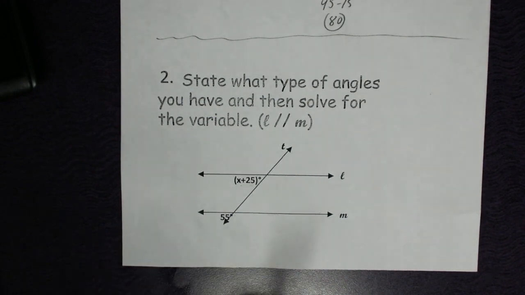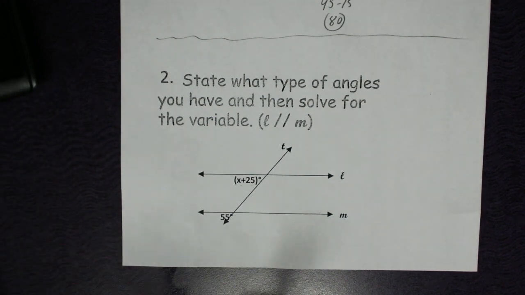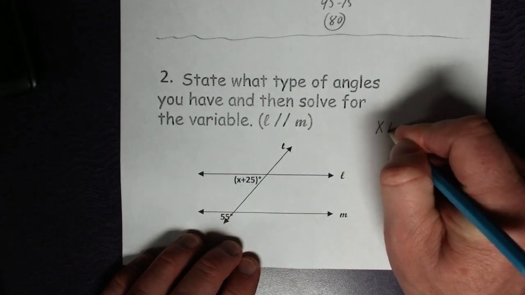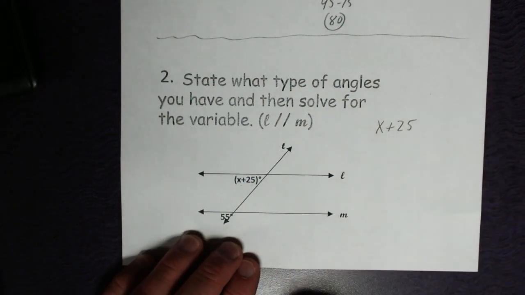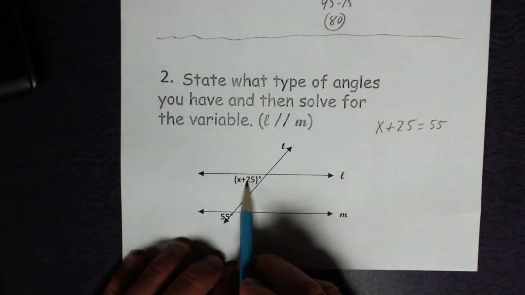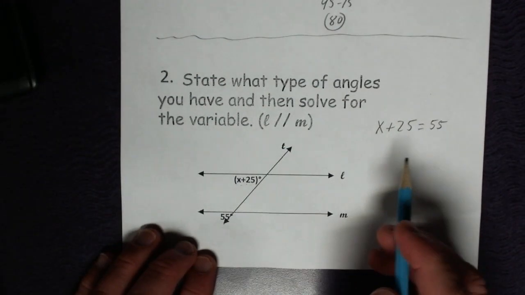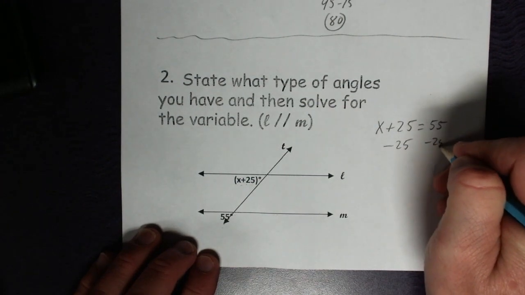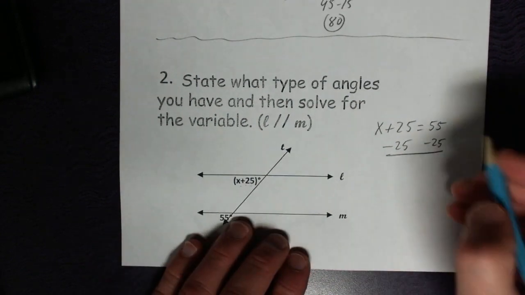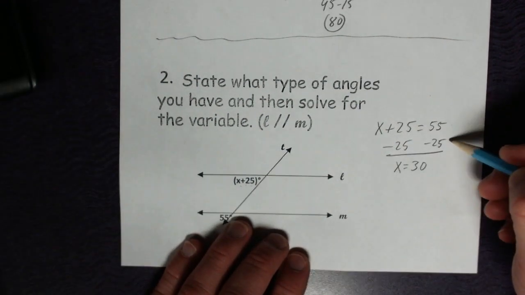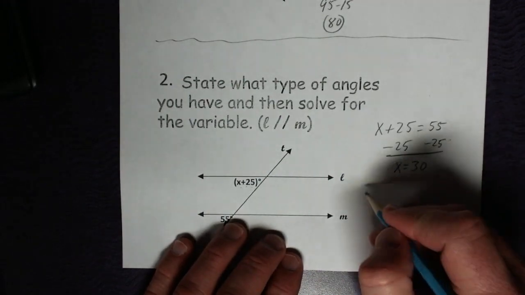We're going to take both of our expressions again, and we're going to set them equal to each other. So I have x plus 25, and then I have 55, setting them equal to each other. This looks like an easy one to solve because it's one step. X equals 30. How did I get 30? Right here.